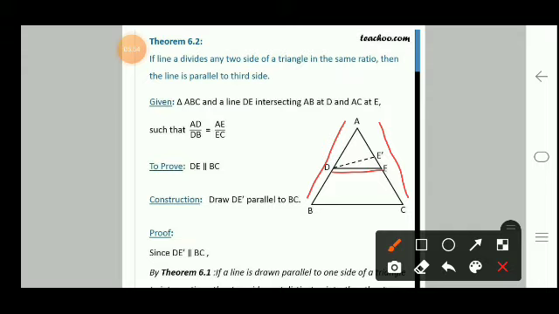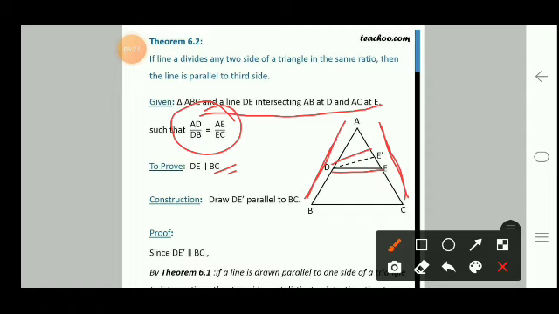So now this is clear that DE is a line which is dividing AB and AC in the same ratio. So take triangle ABC and a line DE intersecting AB at D and AC at E, such that AD upon DB is equal to AE upon EC. Now we have to show that DE is parallel to BC. For this, in the construction, we draw DE dash parallel to BC.